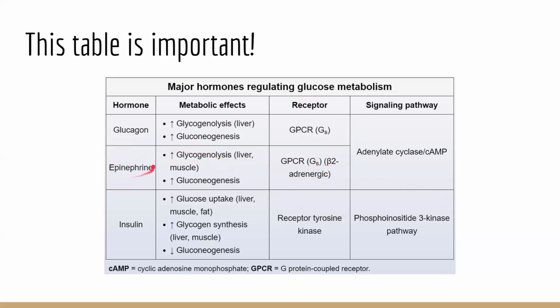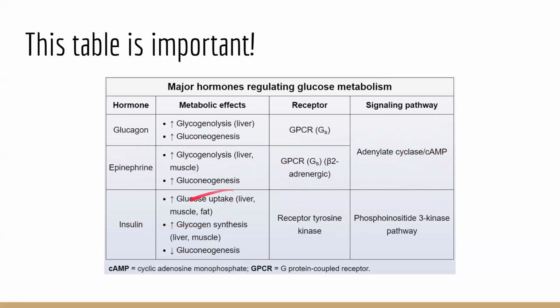However, remember that this is an adrenal gland hormone, so it's going to act on a specific receptor called beta adrenergic. And we said beta adrenergic will stimulate insulin. The signaling pathway is adenylate cyclase, cAMP. Again, cAMP is a secondary messenger, and it will do the protein kinase thing.